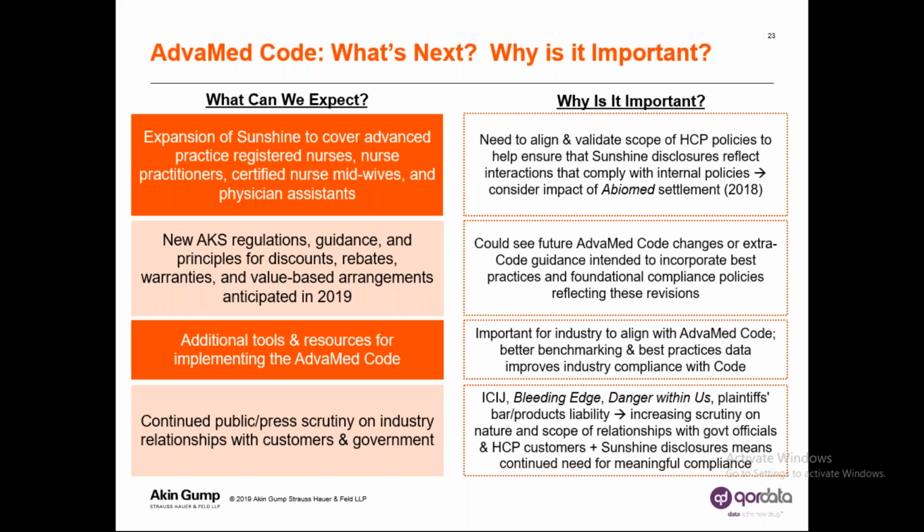We should expect some new anti-kickback statute regulations, safe harbors, guidance, whatever OIG decides to put out on discounts, rebates, warranties, and value-based arrangements in 2019. And I'm talking about the medical device side. Obviously, OIG is really deeply invested in looking at pharmaceutical rebates and eliminating some of the opportunity for price discounts on the pharmaceutical side. This focus is really only on the medical device and med tech side. I think we're going to see some value-based arrangements guidance later this year, maybe early next year, but stay on the lookout for that.